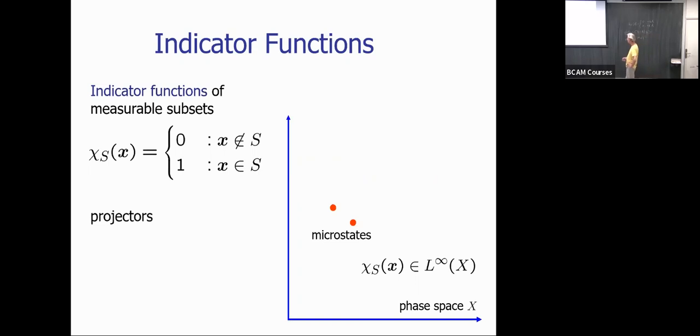And what could these observables be? Essentially, for example, indicator functions. So we have the phase space here. We give two different microstates here, and now we evaluate these microstates according to a macroscopic observable, which is simply the indicator function for some subset of phase space. That means, of course, the value of the indicator function evaluated in x is 0 if x does not belong to a set S, and 1 if x belongs to S. And you see such functions that assume only the values 0 and 1 have the property of idempotence.